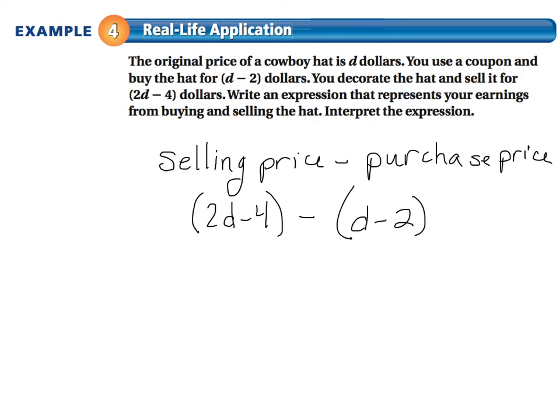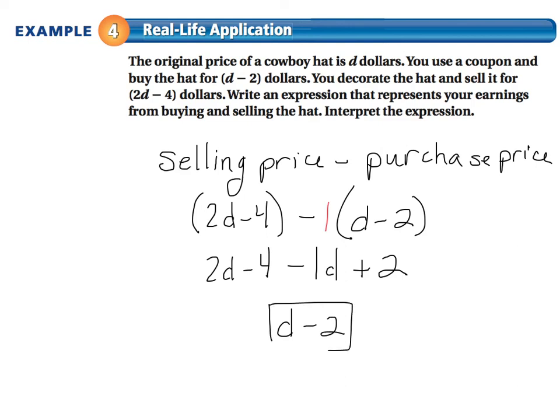So now we distribute. What do you have to distribute? A negative 1. So that would give us 2D minus 4 minus 1D plus 2. Negative 1 times negative 2. We now combine like terms. 2D minus 1D is just 1D. Negative 4 plus 2 would be negative 2. So my answer will be D minus 2.